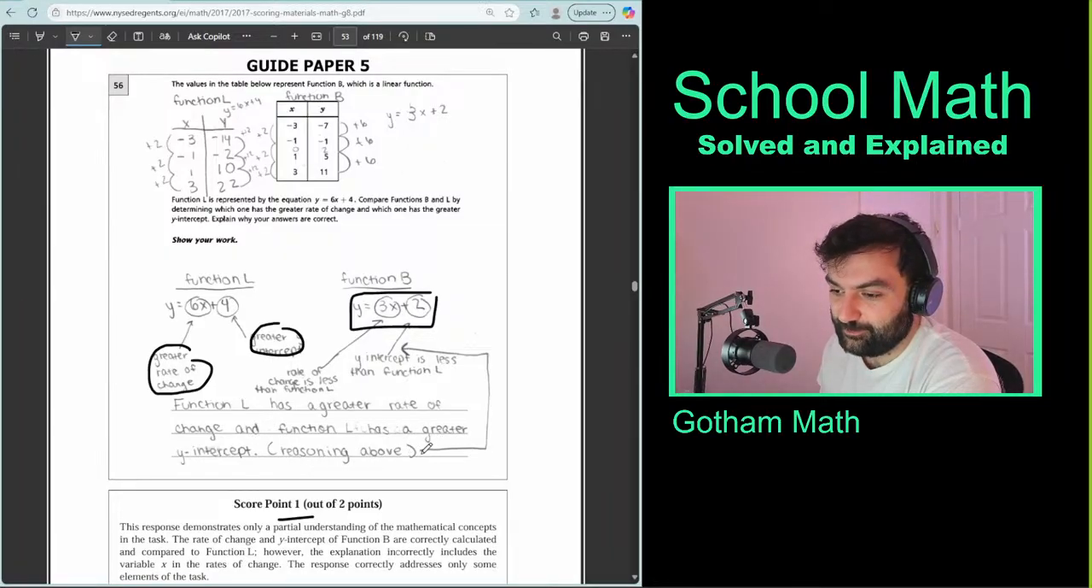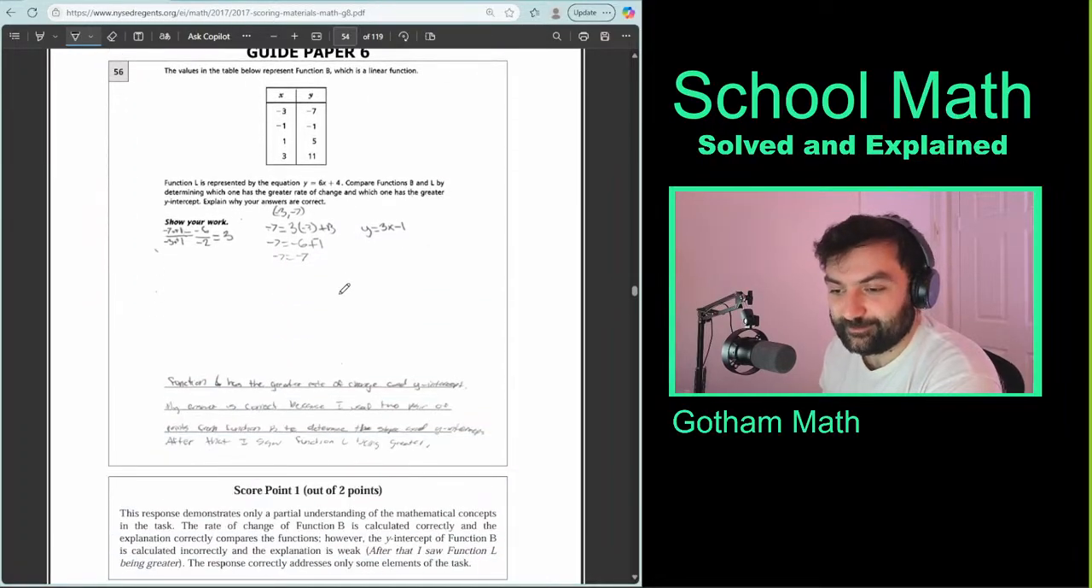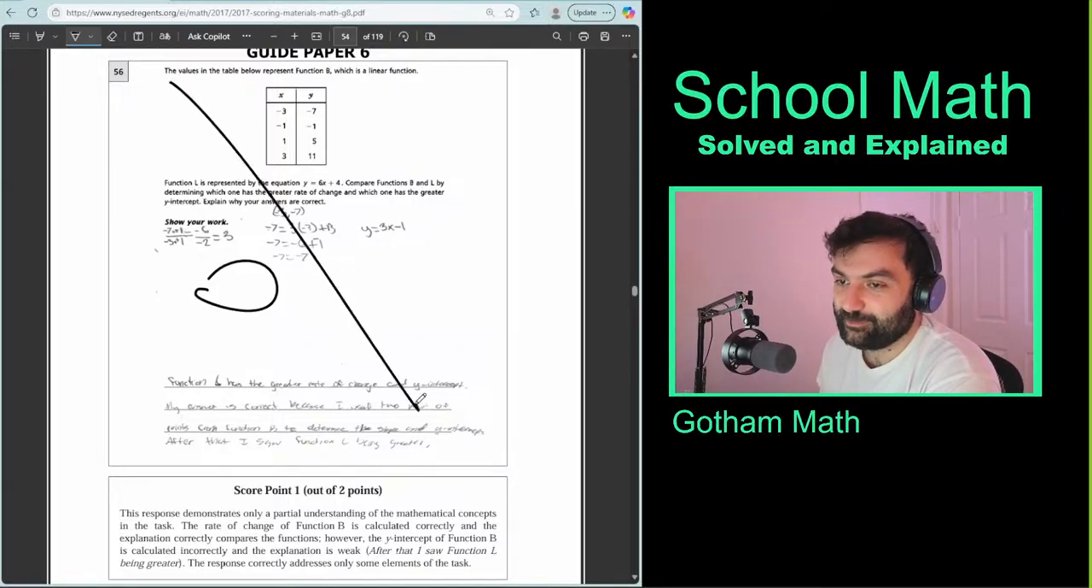Reasoning above. 2, 2, 2. I would have given this person a 2, to be honest. Everything's so clear, so organized. That I would give just 0 right away. I wouldn't even check. Just 0. I'm not reading this. I'm not breaking my eye vision to grade your work.